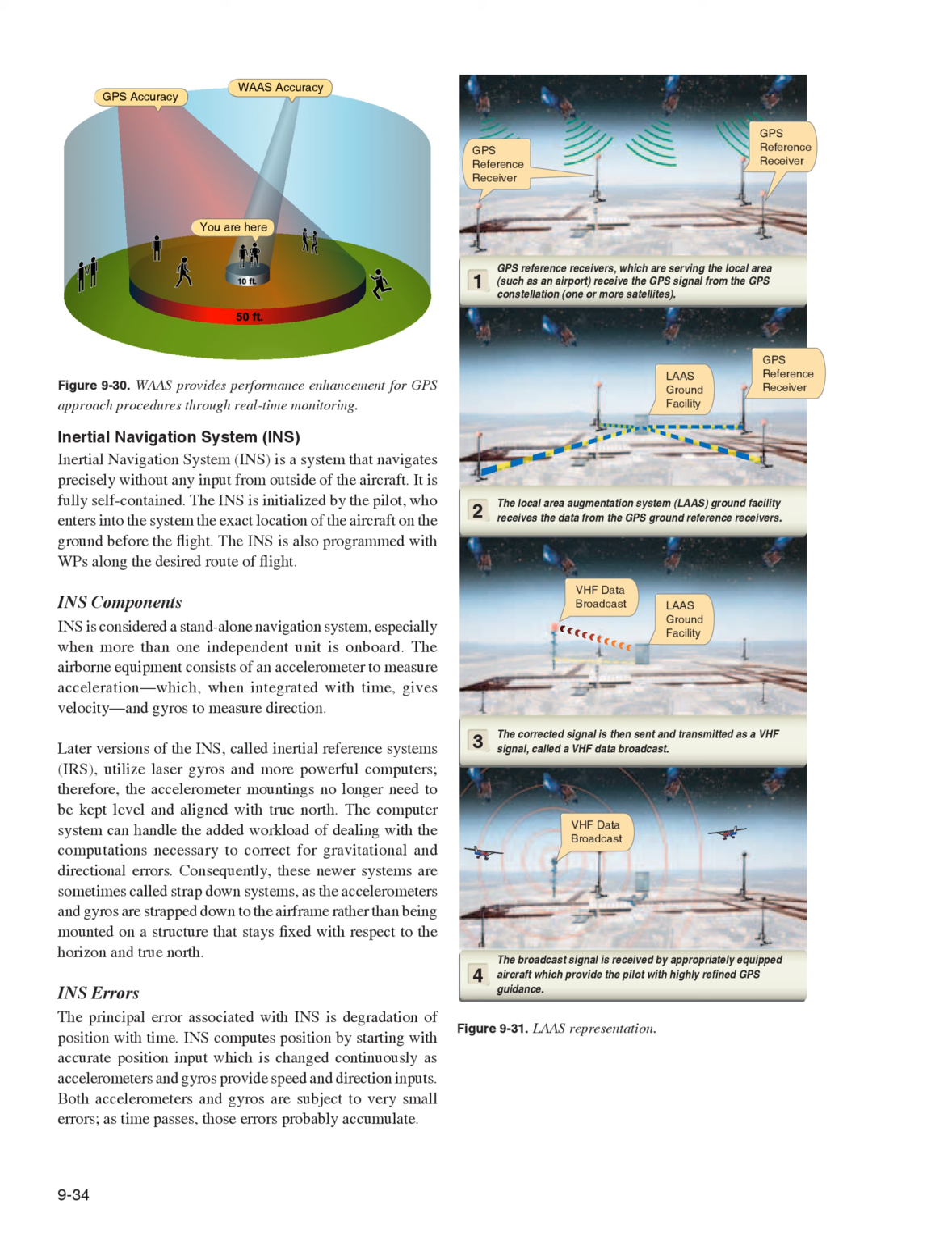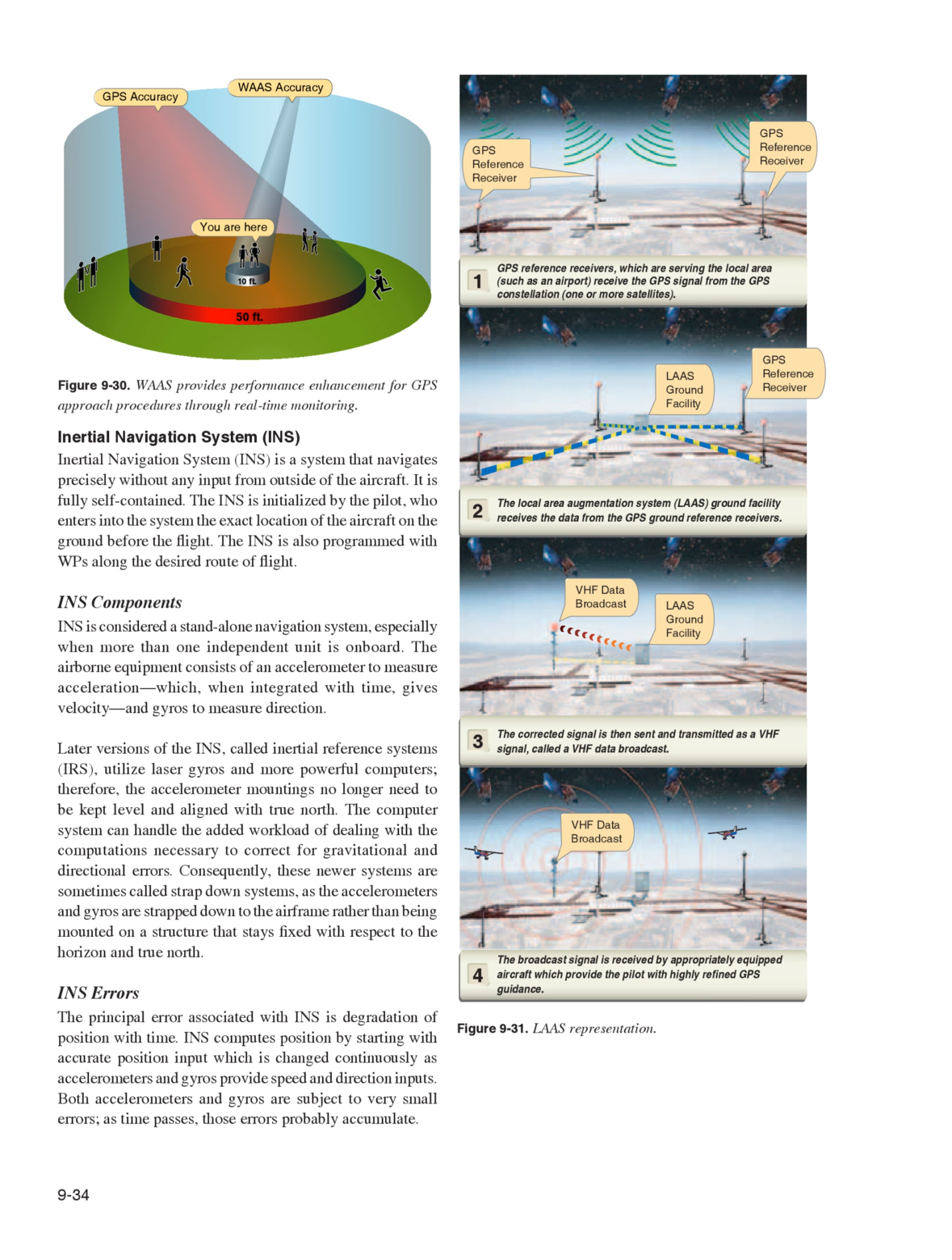The airborne equipment consists of an accelerometer to measure acceleration, which, when integrated with time, gives velocity, and gyros to measure direction. Later versions of the INS, called Inertial Reference Systems, IRS, utilize laser gyros and more powerful computers. Therefore, the accelerometer mountings no longer need to be kept level and aligned with true north. The computer system can handle the added workload of dealing with the computations necessary to correct for gravitational and directional errors. Consequently, these newer systems are sometimes called strap-down systems, as the accelerometers and gyros are strapped down to the airframe rather than being mounted on a structure that stays fixed with respect to the horizon and true north.